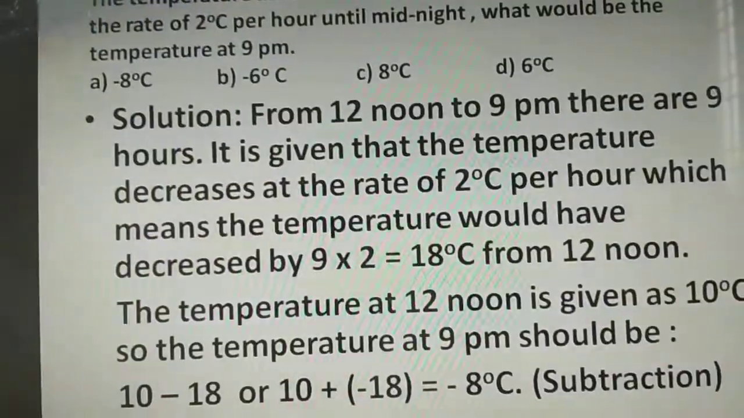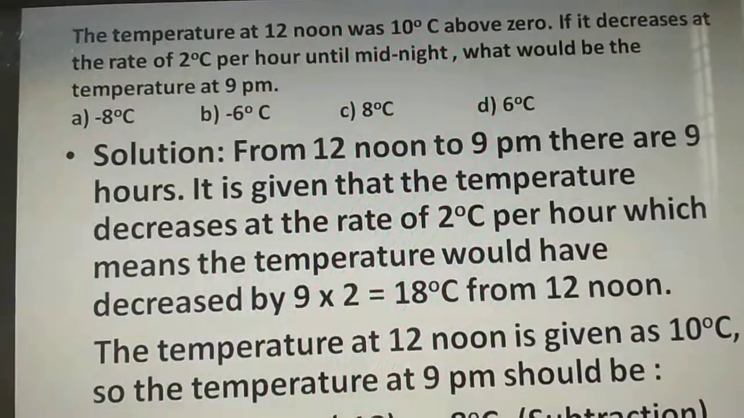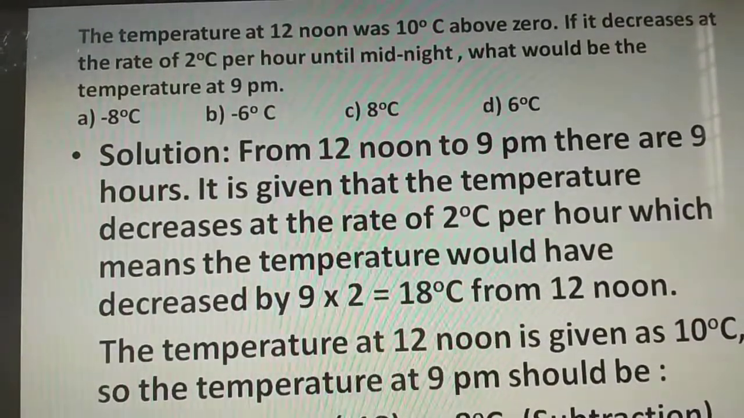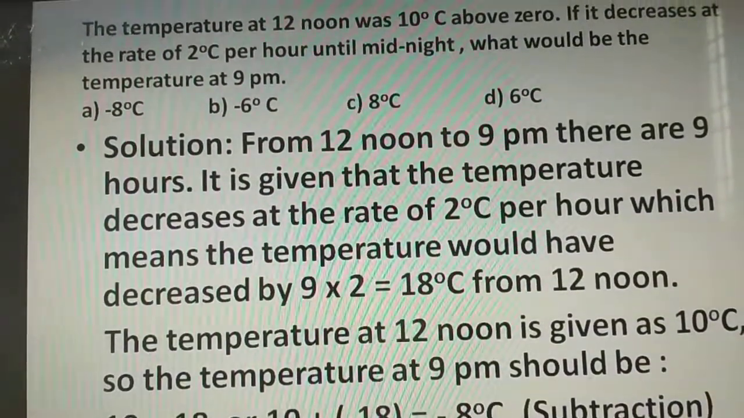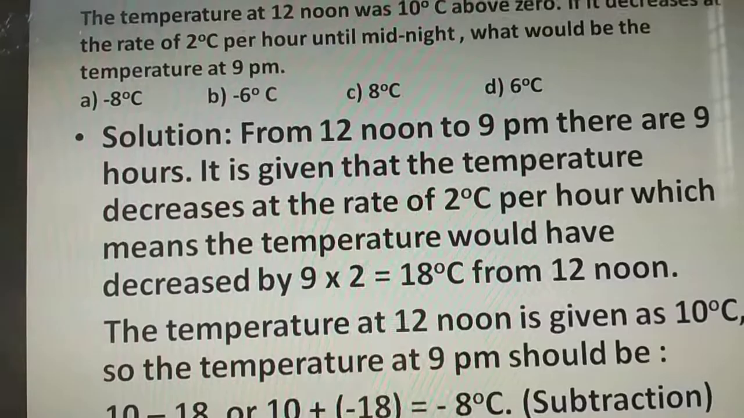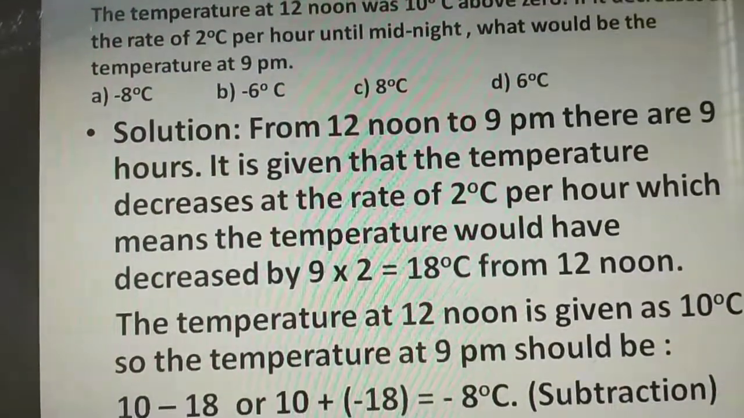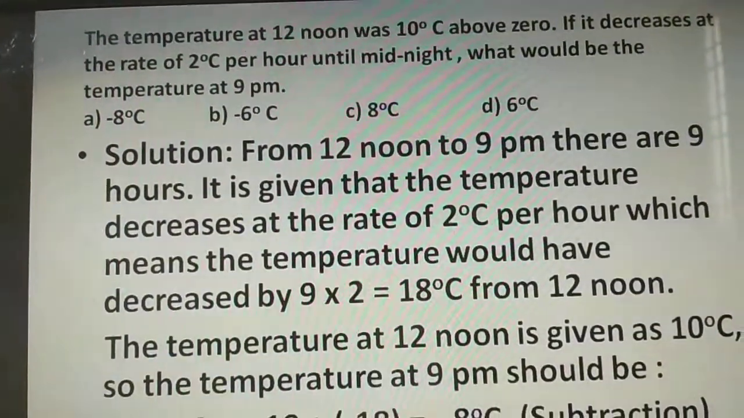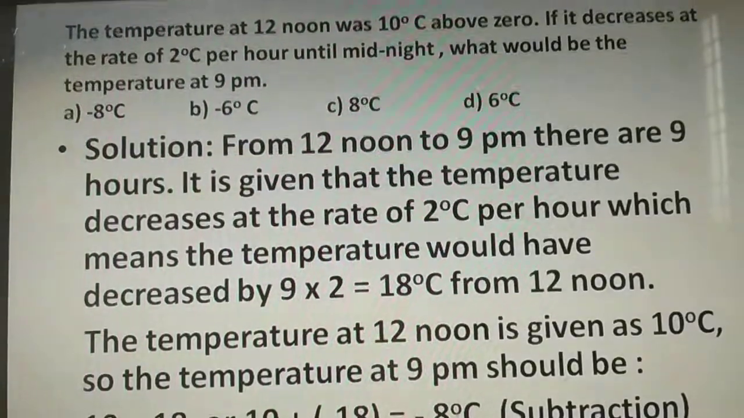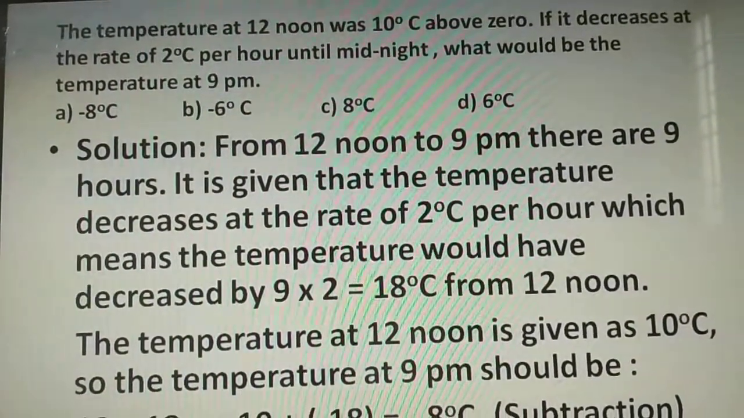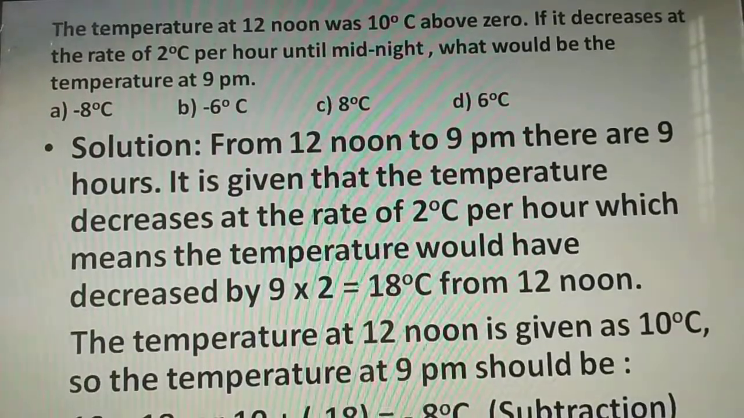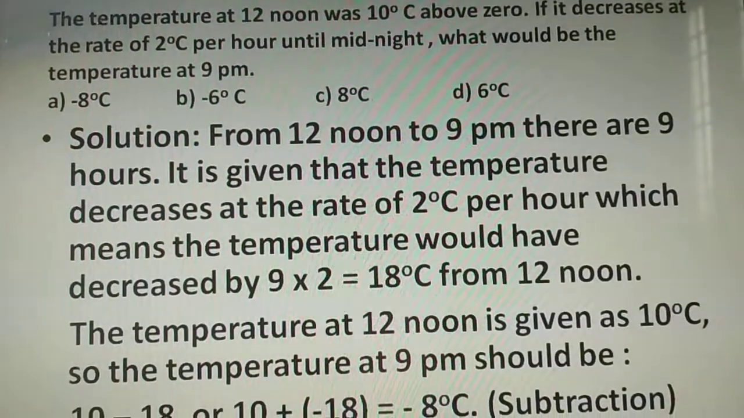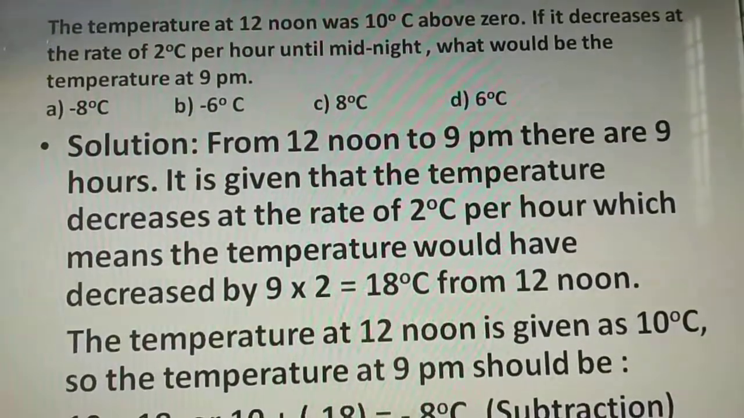Next question, which seemed to be a little bit twisted, but actually the student did not attempt this question at all. A little bit of understanding is required. When you read the question, let us see how we can understand it. The temperature at 12 noon was 10 degrees Celsius above 0. So it is plus 10 degrees Celsius, obviously.